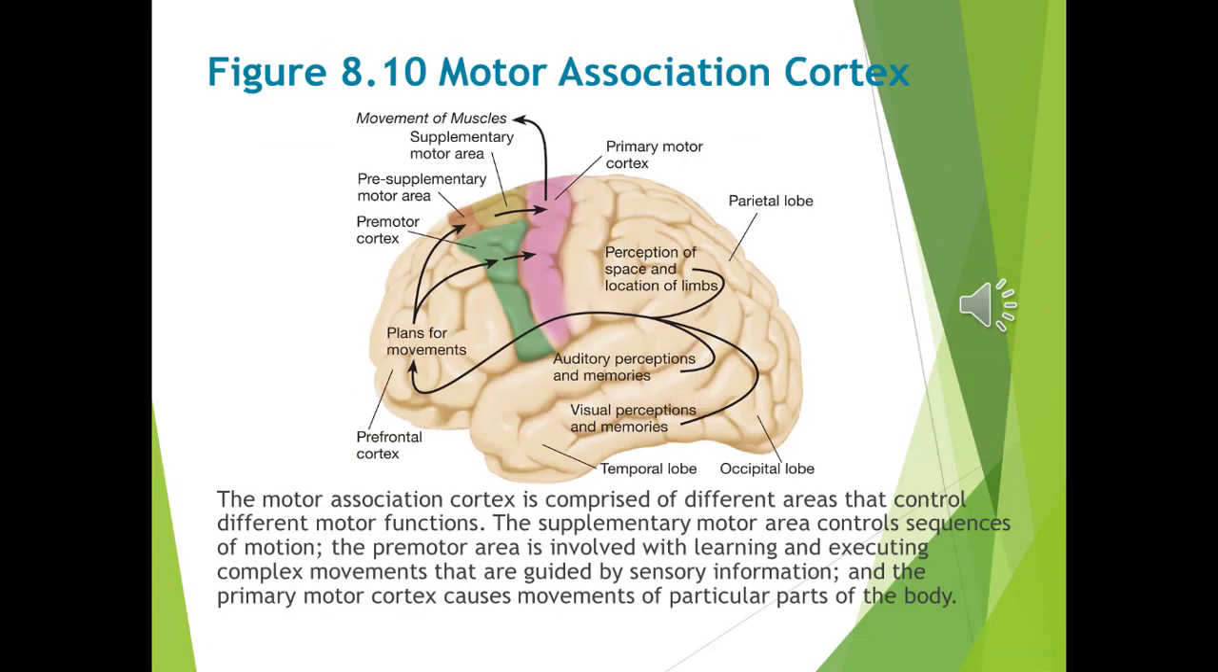Our ability to plan and initiate complex movements is due to the motor association cortex. This includes the supplementary motor area, which is involved in learning and performing behaviors that consist of a sequence of movements, sometimes guided by sensory information. It also includes the premotor cortex, which is involved in learning and executing responses that are signaled by the presence of arbitrary stimuli, as well as imitation.